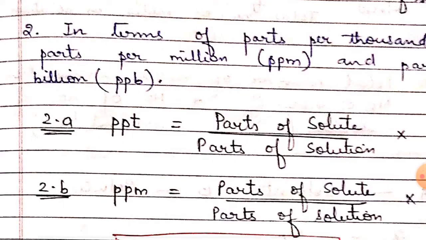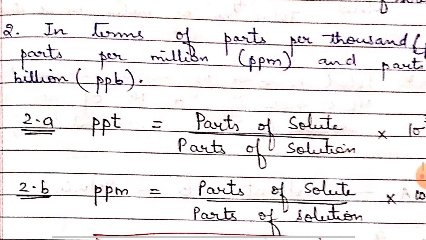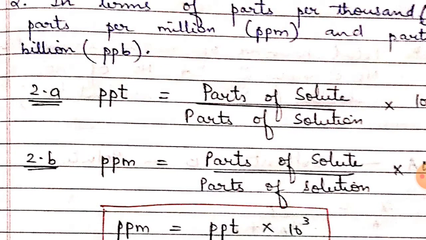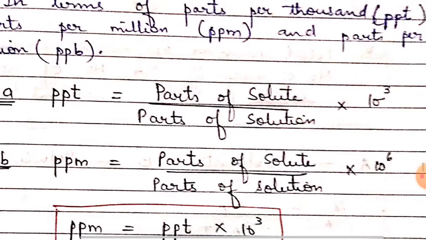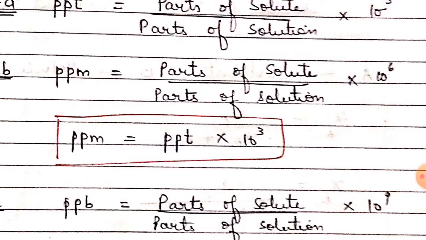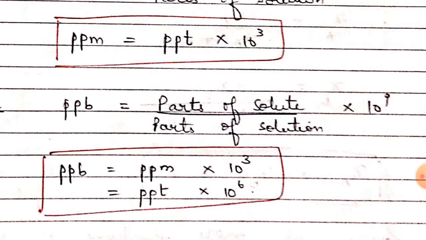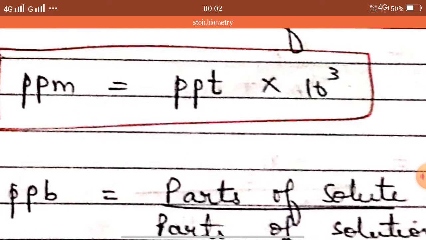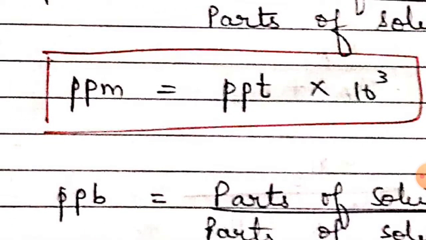The second term is in parts per thousand, that is PPT, or parts per million, PPM, and parts per billion, ppb. So what is parts per thousand? That is the part of solute upon part of solution into 10 to the power 3. 1000 is 10 to the power 3. So in place of percentage, now we are finding in thousand, so multiply by 1000. Part per million means part of solute upon part of solution into 10 to the power 6. Similarly, part per billion is equal to part of solute upon part of solution into 10 to the power 9. So part per million can be expressed in terms of parts per thousand into 10 to the power 3.